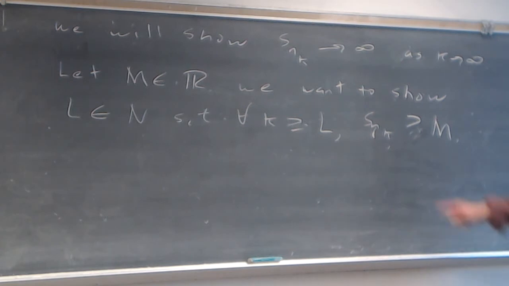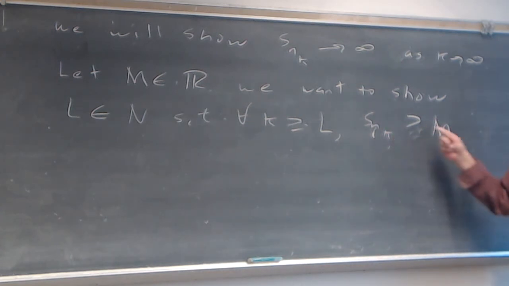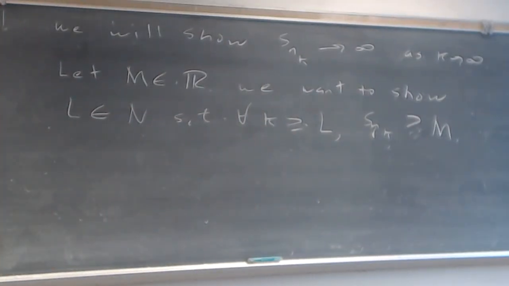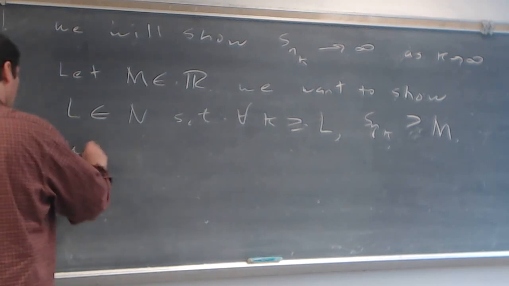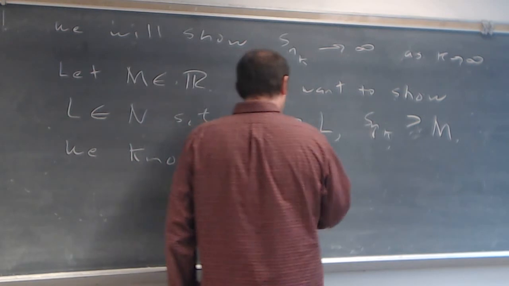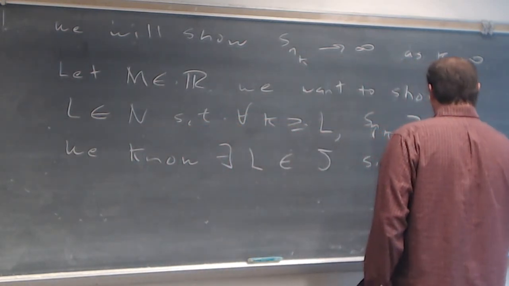Okay, what do I know S sub n sub k's are all bigger than? K. So if I can get a k bigger than m, do I know that there's some natural number out there bigger than that real number m that's been given to me? Yeah, that's right. You give me a real number, there's a natural number bigger than it. We know there exists an L element of the natural numbers such that L is bigger than m.